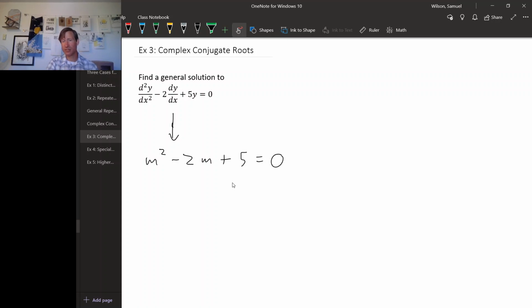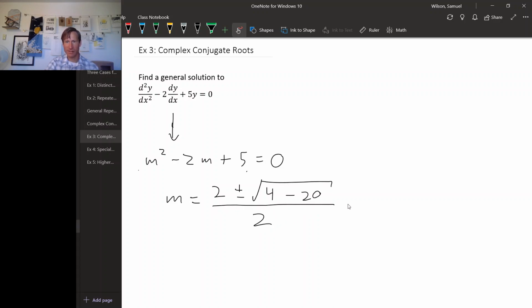If you try to factor this, you'll find it doesn't factor using real numbers, but you can always find roots for this equation by using the quadratic formula. So m is going to be 2 plus or minus the square root of 2 squared, which is 4, minus 4 times 1 times 5, which is 20, all over 2 times 1, so that's 2.